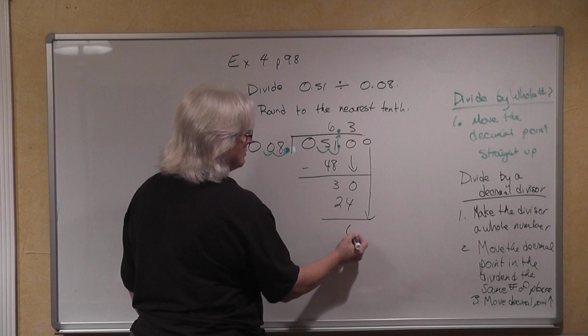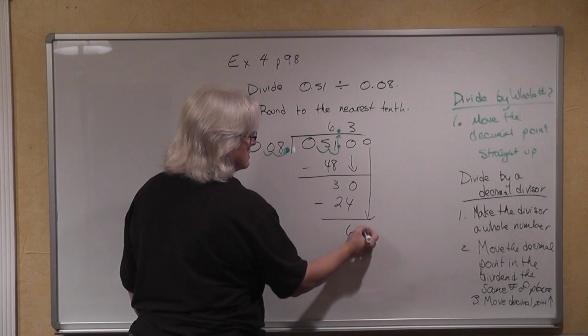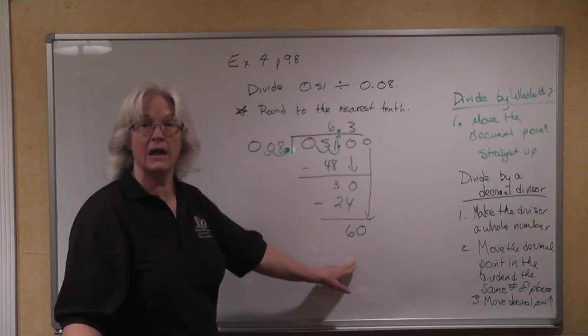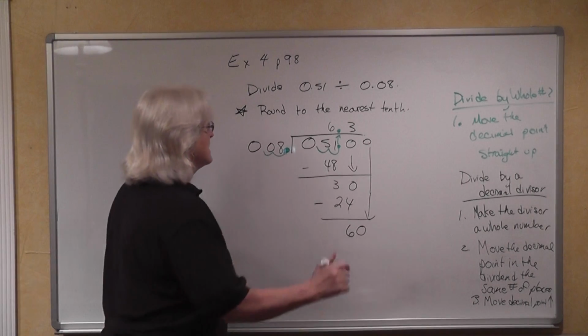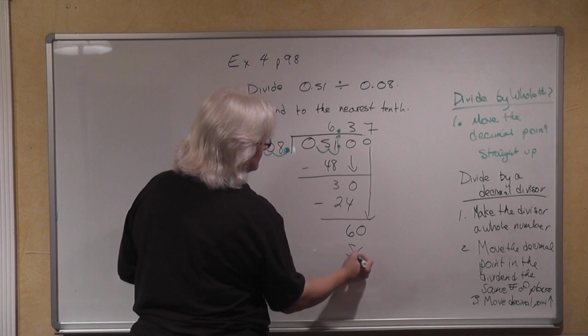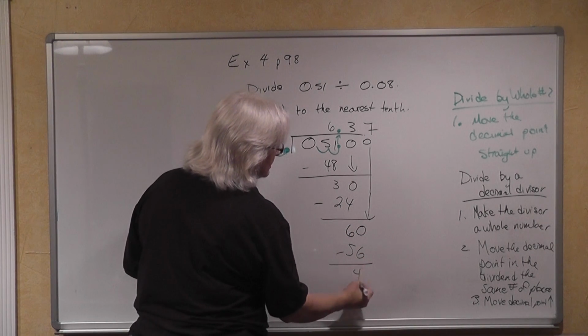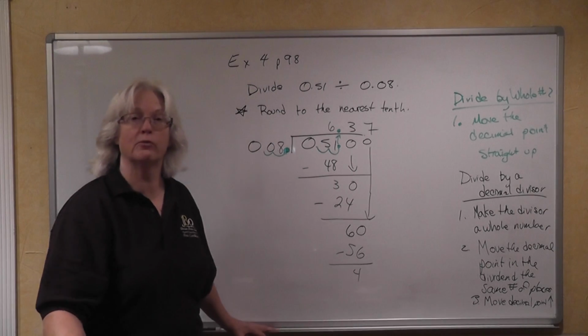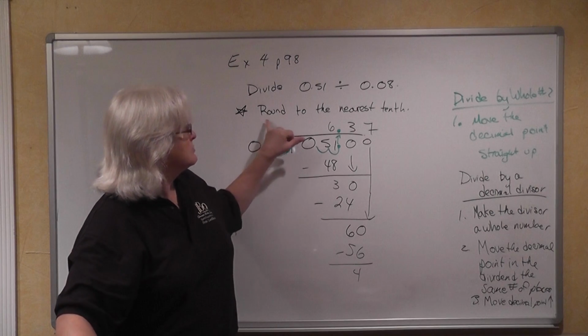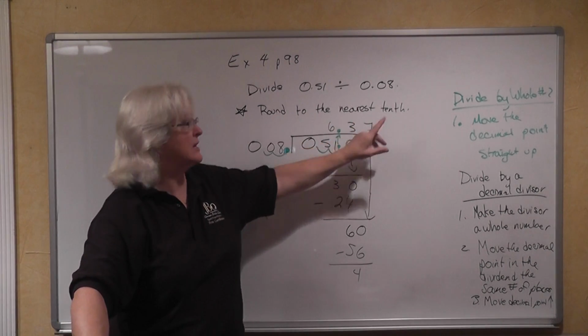30 minus 24 is 6. We bring down that other 0 and we have 60. How many times does 8 go into 60? 7 times 8 is 56. We really don't care about the fact that we have a remainder of 4 and that this division could continue because we're simply being asked to round to the nearest tenth.